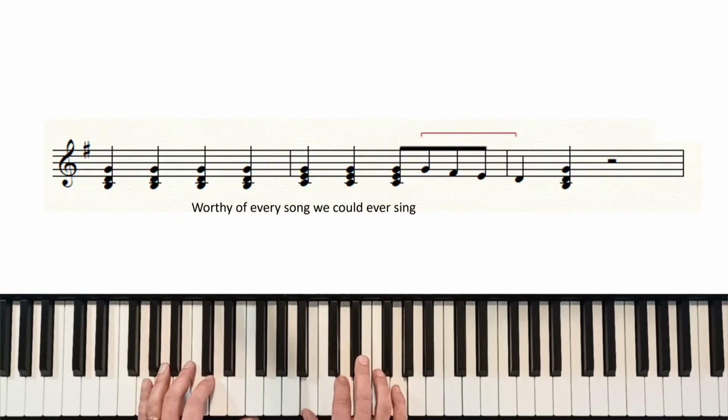The next example is a descending scale. I'm going to use the notes of the G scale. So from that C chord, I'm going to just descend down the scale. So it would be like this.